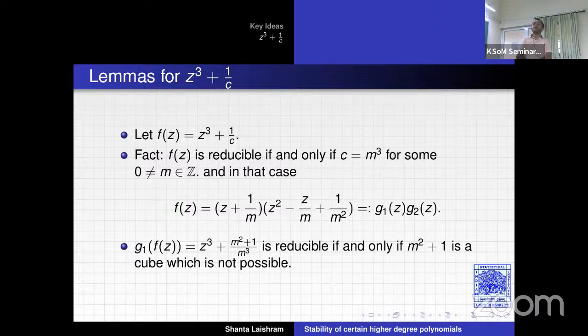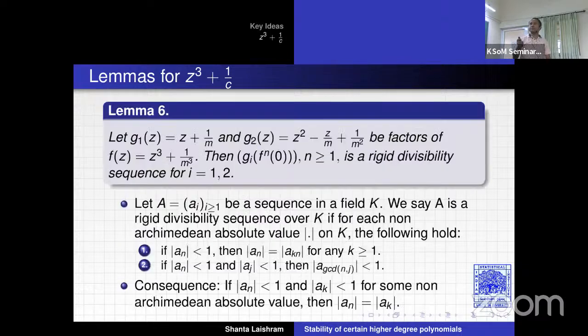So now, the first thing you can see is that you're taking the G1 of F, which is G cube plus M square plus 1 by M cube. This is going to be reducible if and only if M square plus 1 is a cube, which is not possible. So it's a weaker form of Catalan, or we can say there are many ways to show that it's not a cube. Here we have a key lemma to show that the threads are irreducible.